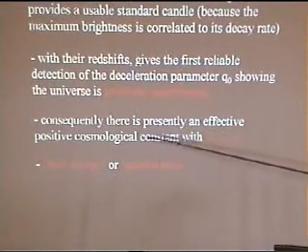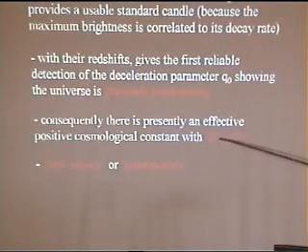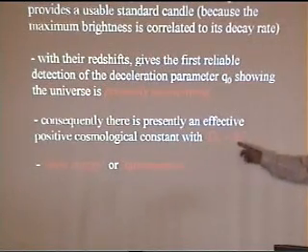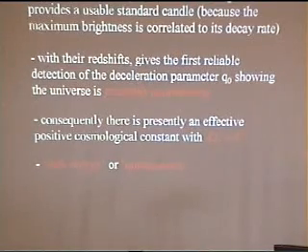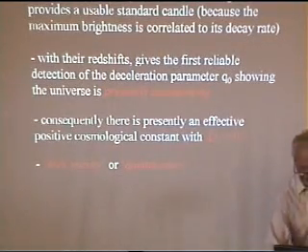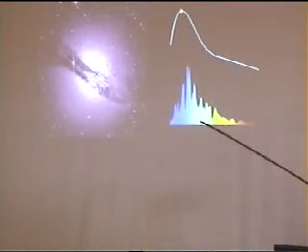We were expecting the universe to be slowing down, but it appears that it is speeding up. Consequently, there's an effective positive cosmological constant with omega lambda about 0.7, 7/10 of the critical density, tending to make the universe accelerate. And this is what has been called dark energy or quintessence. This is one of the really unexpected things which has been discovered.